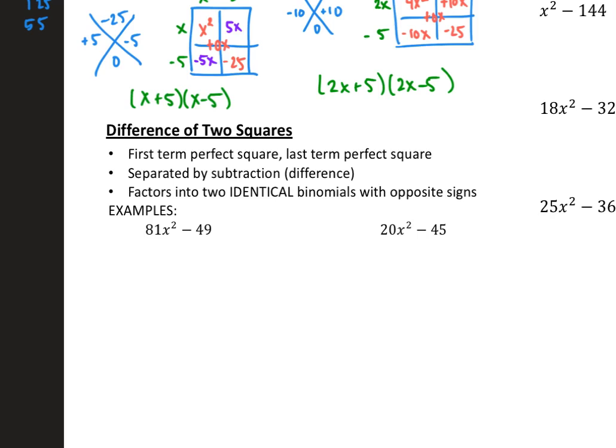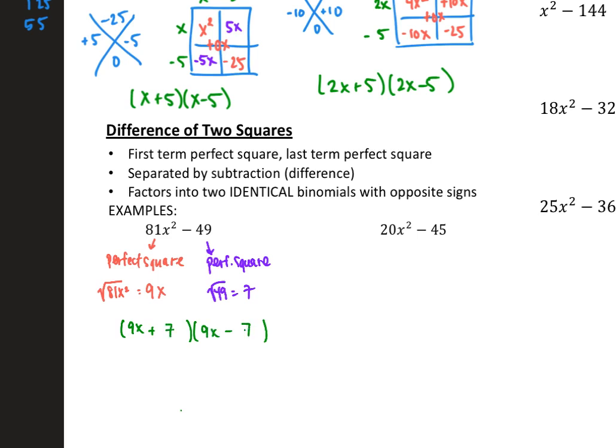So 81x squared minus 49, well, 81 is a perfect square. And so is x squared. So the square root of 81x squared is going to be 9x. And then this term is also a perfect square. Square root of 49 is 7. So our solution is going to factor into two identical binomials with opposite signs. The first term is going to be 9x. The last term is going to be 7. So 9x plus 7 and 9x minus 7.